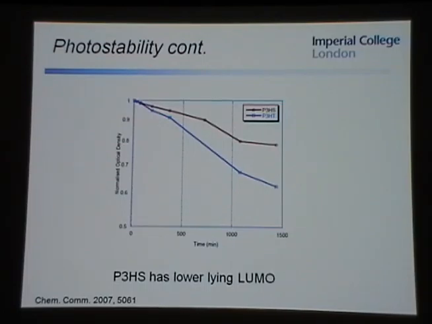So if you just use some very simple degradation measurements, where you take a thin film of P3HT and a thin film of this selenium analog, and you just irradiate it in air and monitor how the absorption maximum decreases over time, you'll see that the selenium analog is actually more stable than the sulfur one, despite the fact that selenium has less aromatic stabilization energy. And that seems to be related to the fact that the selenium analog has a lower lying LUMO, so it's harder to photosensitize singlet oxygen.